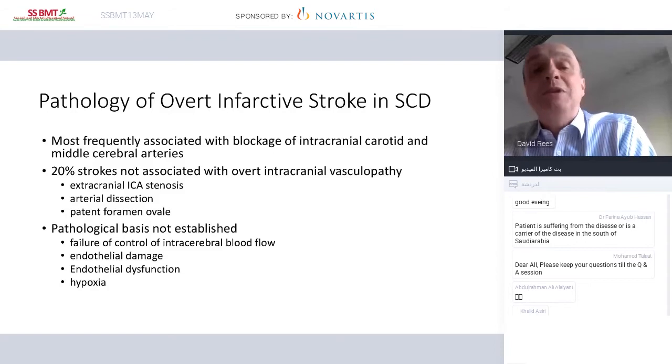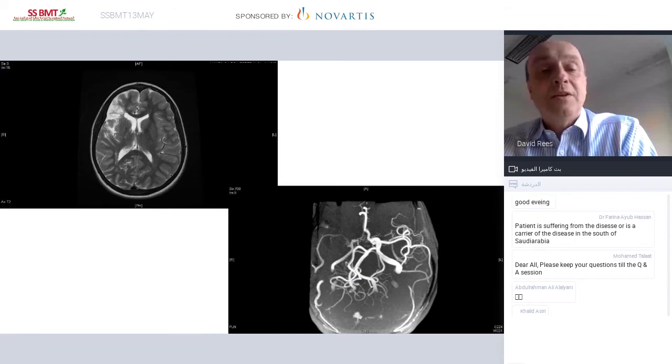The pathology is primarily damage to large blood vessels, typically the middle cerebral artery. It's not entirely clear why that happens, other than it's part of a vasculopathy, but it's not vaso-occlusion of small blood vessels. And this is a typical appearance of someone who's had a stroke. This is at the bottom. I don't know if you can see the pointer, but the middle cerebral artery is occluded, corresponding to the area of infarct on the top figure.